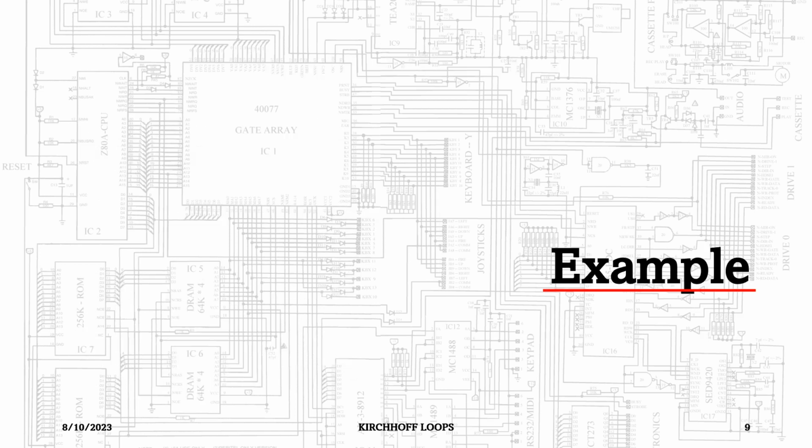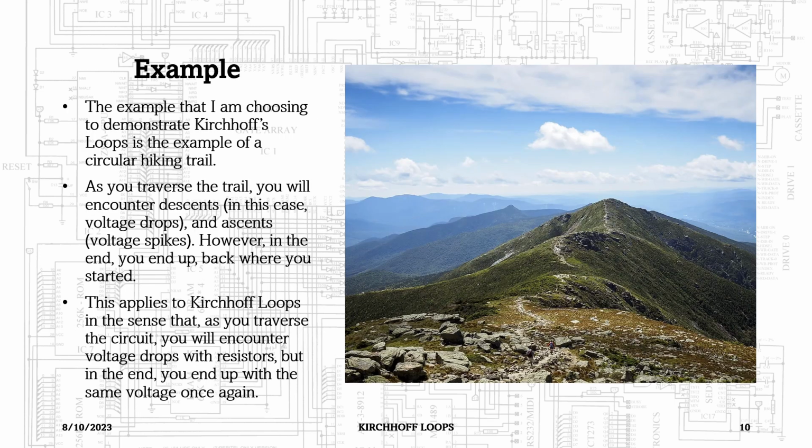Example. The example that I used was a circular hiking trail. As you go along the hiking trail, you will encounter ascents and descents. In the case of the circuit, the descents are voltage drops and the ascents are voltage spikes. However, in the end, you end up with the same voltage.